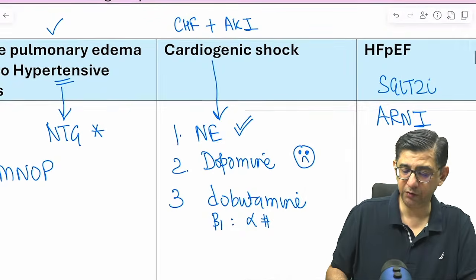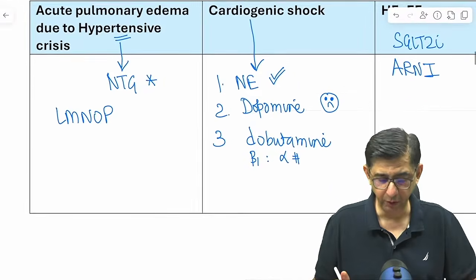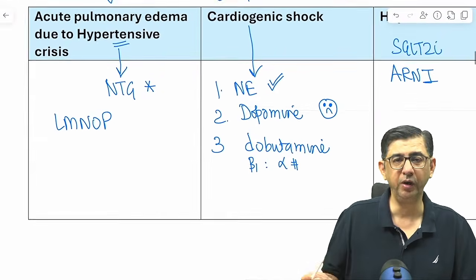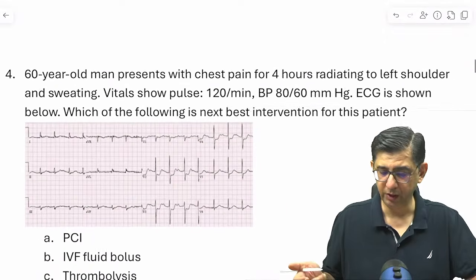And then for heart failure with preserved ejection fraction, that is an SGLT2 inhibitor. So just a quick recap of certain important drugs. Full form of LMNOP are not written. It is Lasix, morphine, nitrates, oxygen, and positioning. Let's look at the next question.